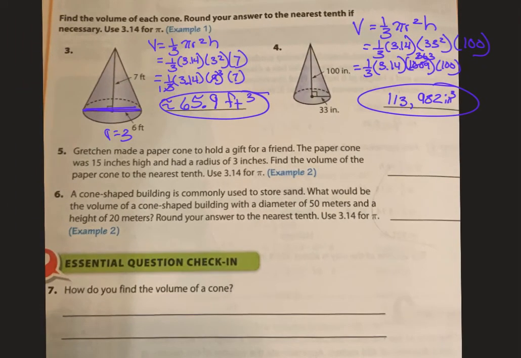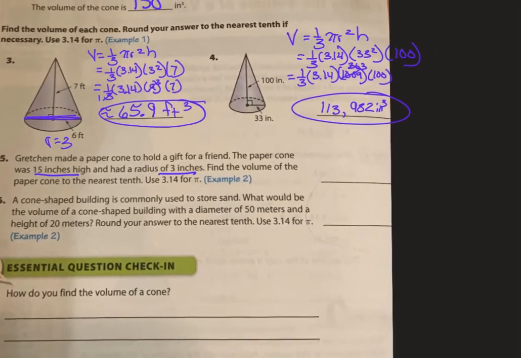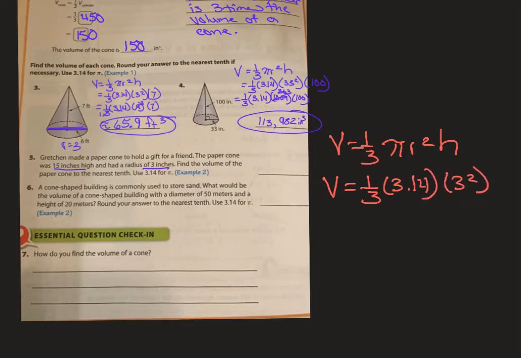Okay, then we have word problems. Gretchen made a paper cone to hold a gift for a friend. The paper cone was 15 inches high and had a radius of 3. Find the volume of the paper cone to the nearest tenth. And we're going to use 3.14. So volume is going to be 1/3 pi r squared times your height. And make sure you're writing all this down, you guys. 1/3, they said to use 3.14. Your radius was 3 squared times your height of 15.